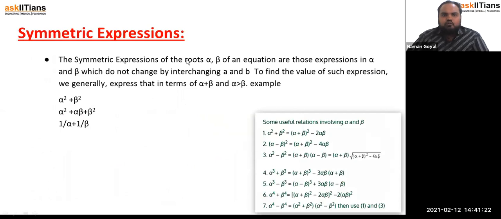Okay, now what is the meaning of symmetric expressions? Now let's see the symmetric expression of the roots alpha and beta of an equation: those expressions in which alpha and beta do not change by interchanging alpha and beta. See, if we interchange alpha with beta, the values of alpha and beta are not getting changed. So that type of expression is known as what?